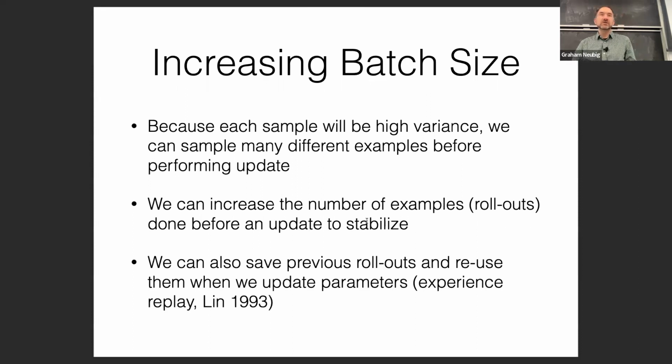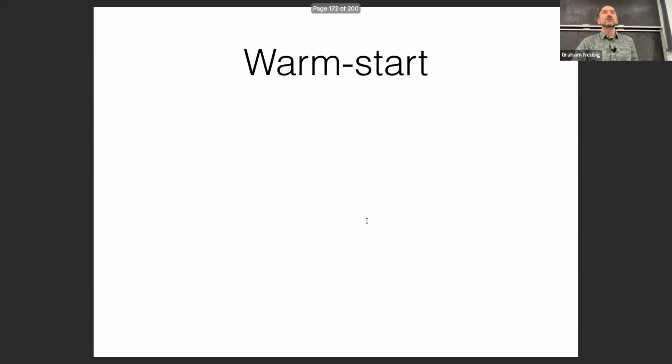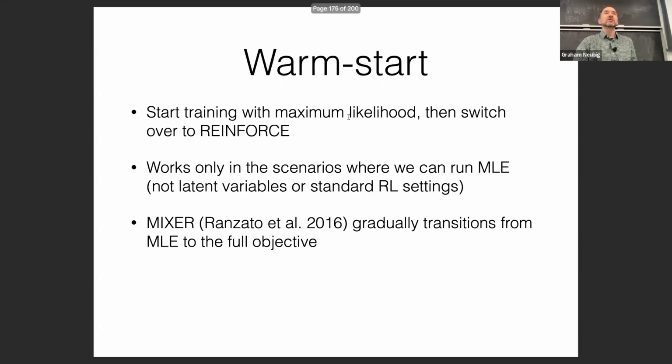Another thing you can do is saving previous rollouts and reusing them when you update the parameters. This is called a couple of things. It's called experience replay in some cases, because you're basically replaying rollouts that you did previously. Experience replay is one variety of offline reinforcement learning, which is basically where you're learning from a model that's not exactly the same as the model that you're optimizing. So these are other methods that you can use. And also I talked about warm start already, where you start with maximum likelihood and then you switch over to a reinforcement learning model.